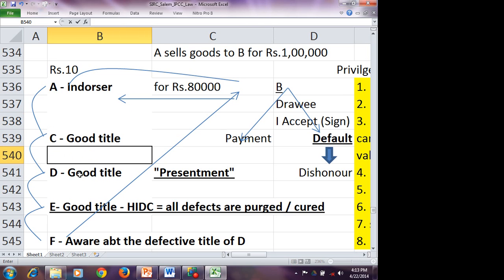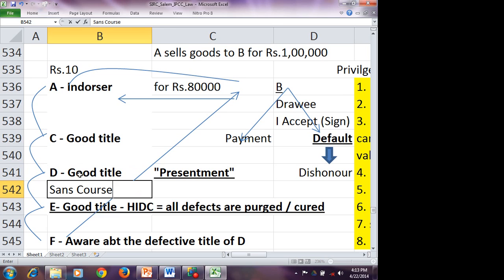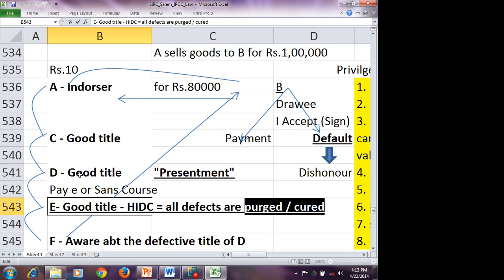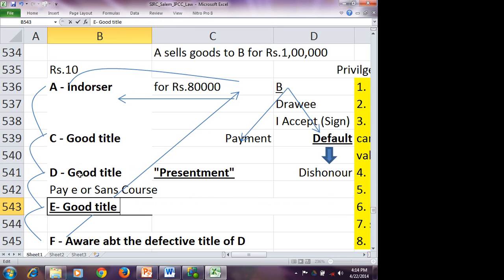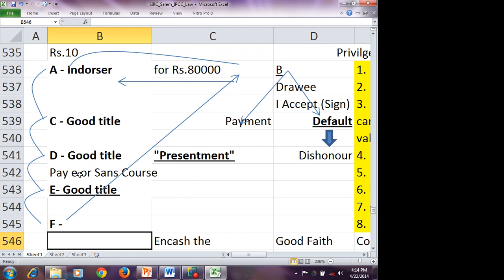What is sans course? Let's say C makes a normal endorsement. D makes a sans course endorsement. So he says pay E or sans course. What will happen? On the maturity date, E further negotiates to F.